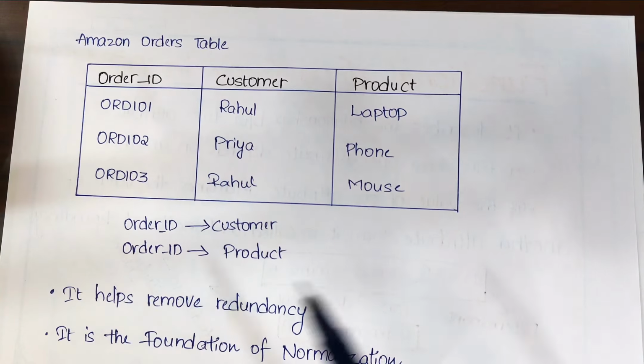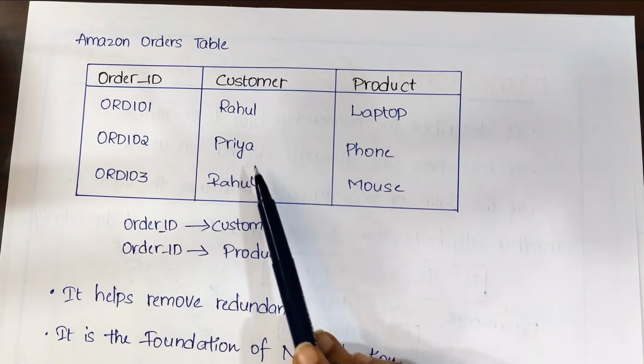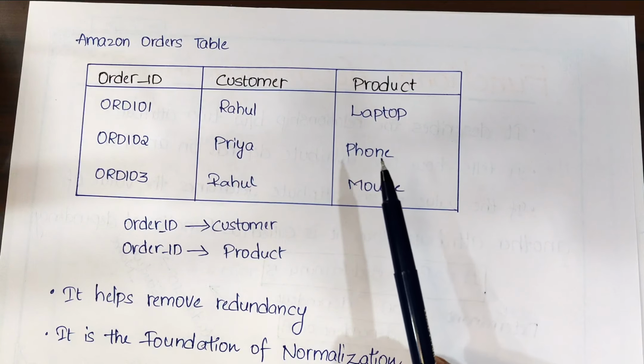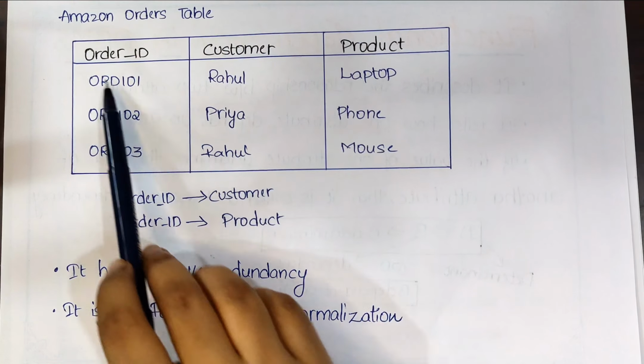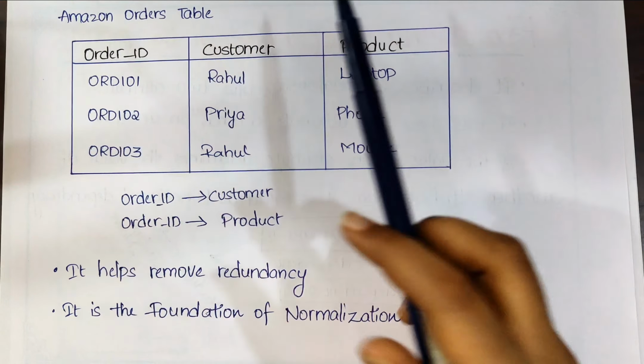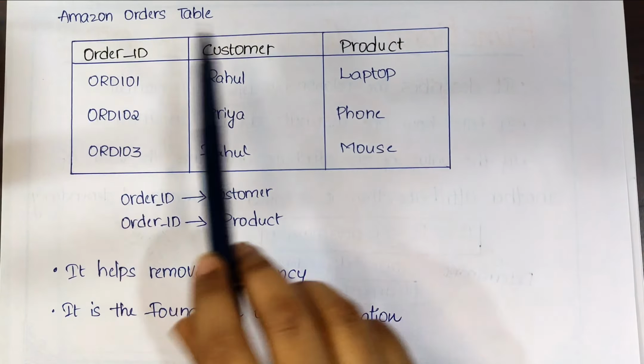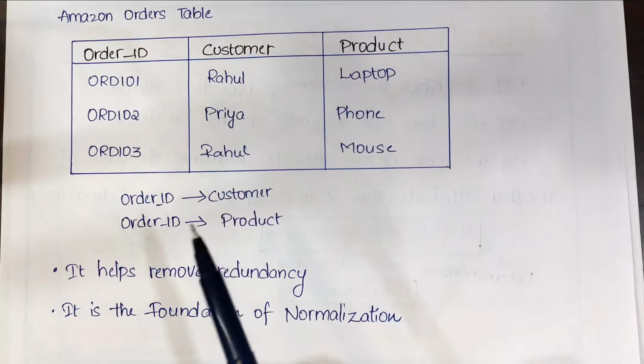Yeah, we are considering this Amazon orders table. Here we are having order ID, customer and product. And also order ID can represent the product, like order ID 101, what product he took, like a laptop he was taken. All these things can be easily represented using this functional dependency.